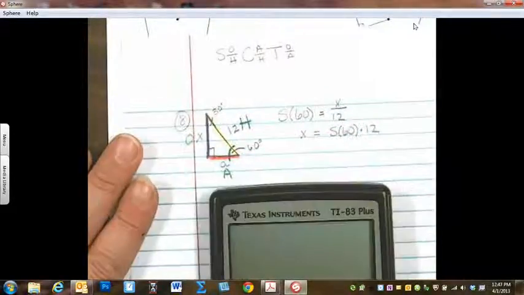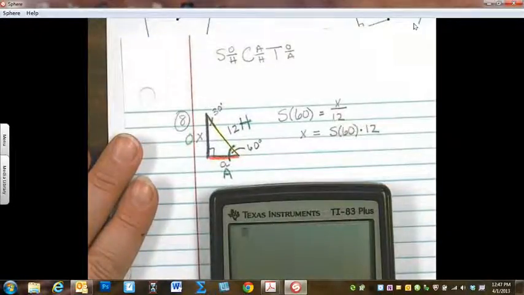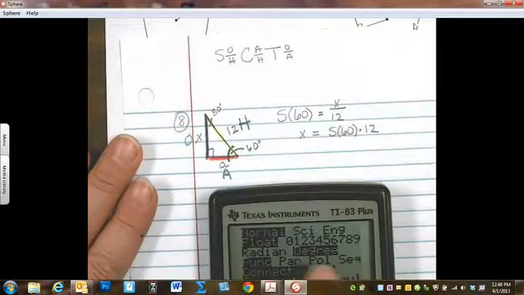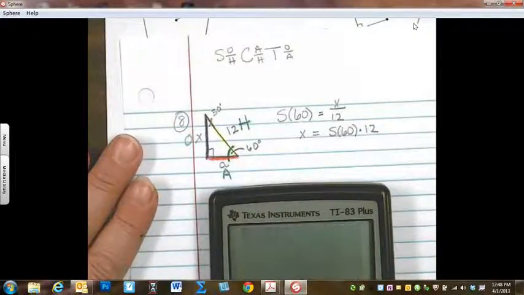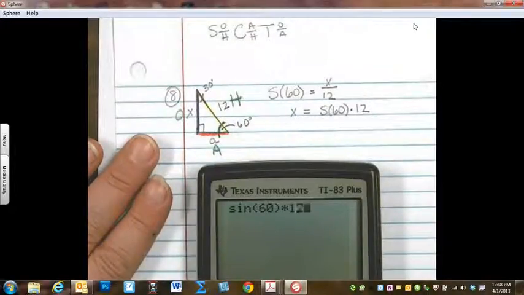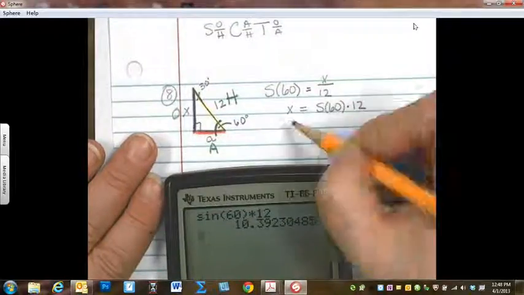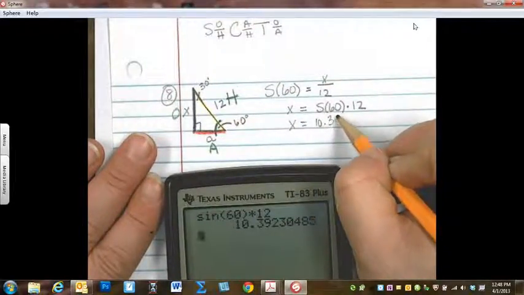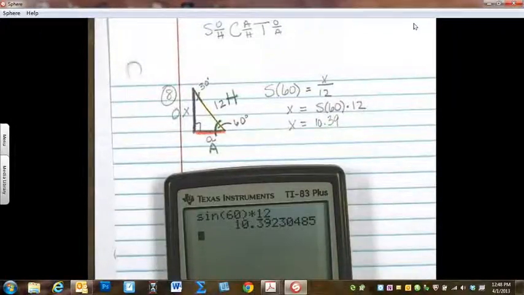What do we always need to make sure we check? We need to check our mode of our calculator. I am in degrees, so we're good. And I'm going to type in the sine of 60 times 12. So that means that the x side is 10.39.